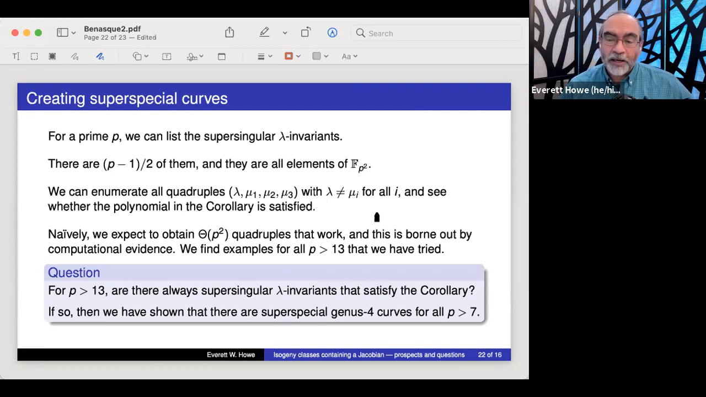So you expect that there are going to be p squared quadruples that will work. And in actual practice, when you do some calculations, that's what you see. You see that for a given p, you find lots of quadruples of lambda invariants of supersingular elliptic curves that satisfy this polynomial. So for every prime bigger than 13 that I've tried, I found examples. So that gives you a quick way, for p bigger than 13, to find a superspecial genus 4 curve.